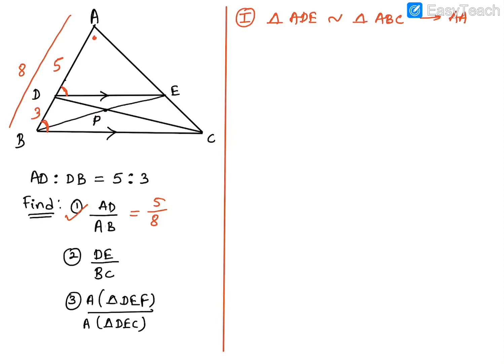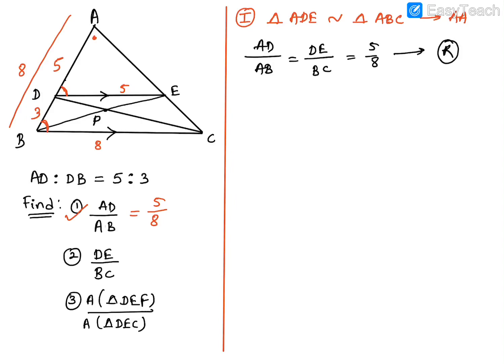After we prove these two triangles similar, we can also state that AD upon AB is equal to DE upon BC is equal to 5 upon 8. What would be your reason? Corresponding sides of similar triangles are in proportion. So what is the ratio we've got now? We have found that the ratio of DE upon BC is also 5 upon 8.